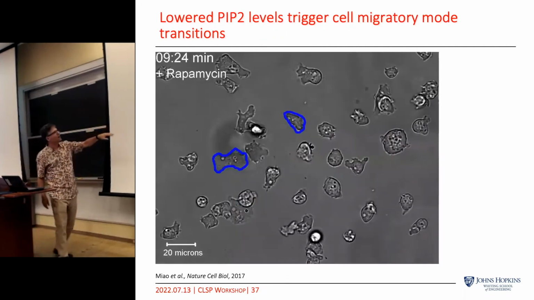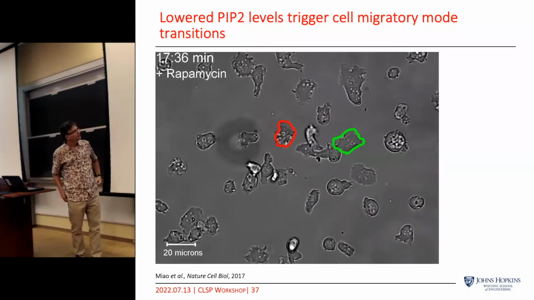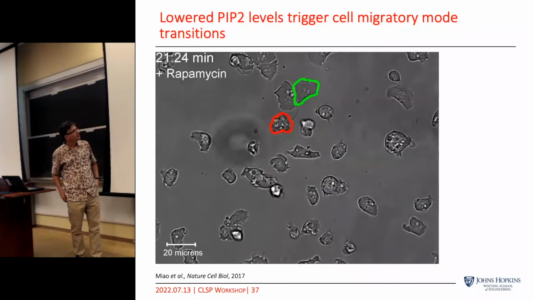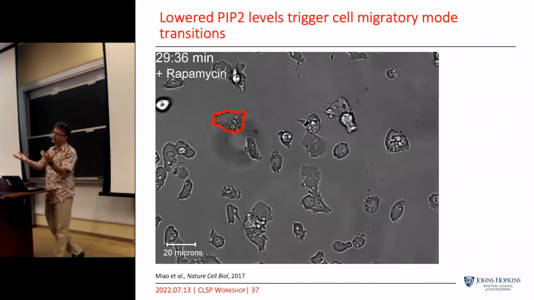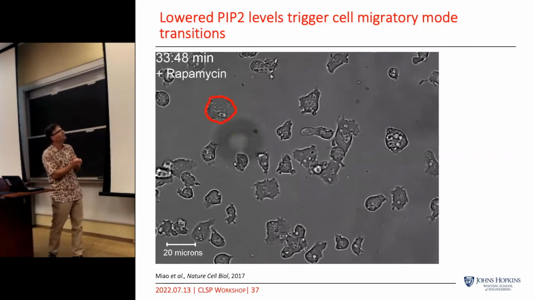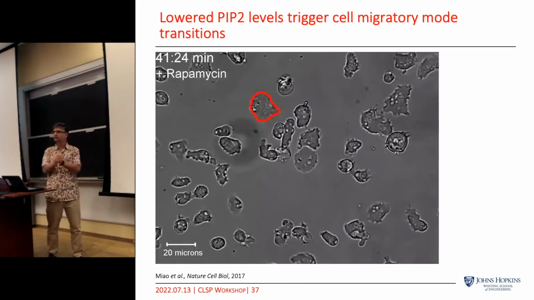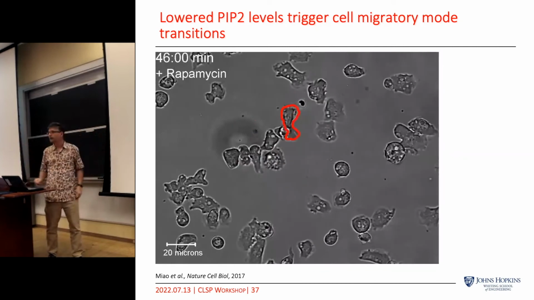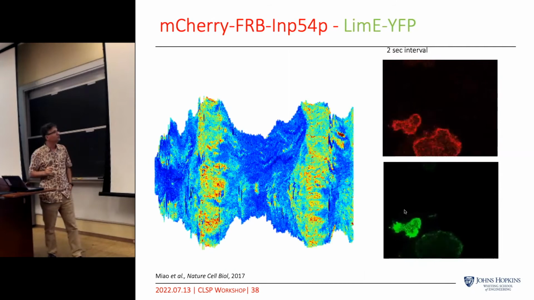So now we just added rapamycin, and if you look at this cell in red, what do you see? That it starts going through these periods of oscillations. Now it doesn't stay, not like my model. It's a little bit more variable, but it still goes through that synchronized periodic extensions and retractions. Here's another movie of a cell doing this.